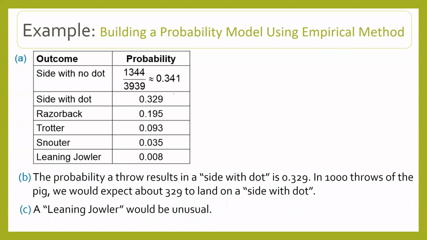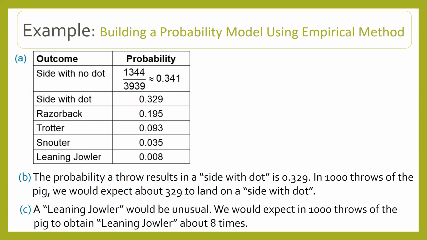Okay, so a Leaning Jowler will be unusual. Why is that? Of course, in the previous slide, I said the threshold for an unusual event is 0.05, but this is even far less, 0.008. And that is why a Leaning Jowler is unusual. What does it mean? We would expect in 1,000 throws of a pig to obtain a Leaning Jowler about 8 times. That's very small.